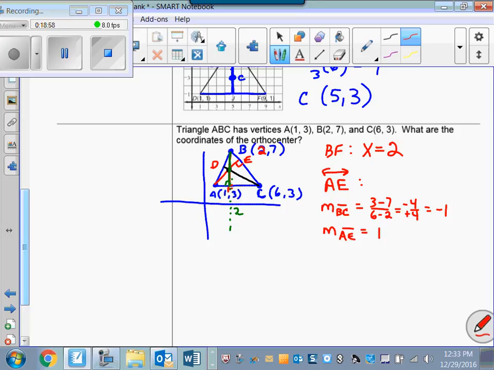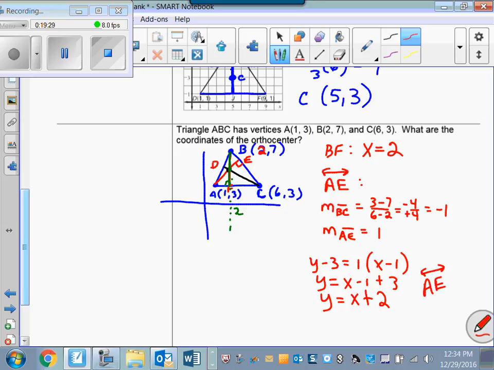Okay, so now I've got the slope, and I got a point on the line, so I'm going to use my point-slope form, and I'm going to say y minus 3 equals 1 times x minus 1. So I got y equals x minus 1 plus 3. So y equals x plus 2. Right, so that's the equation of AE. This is line AE right here.